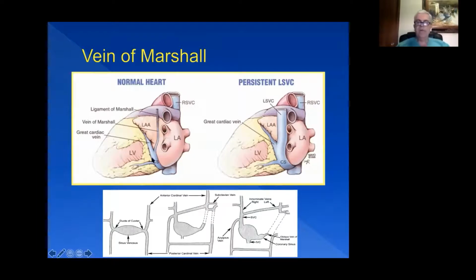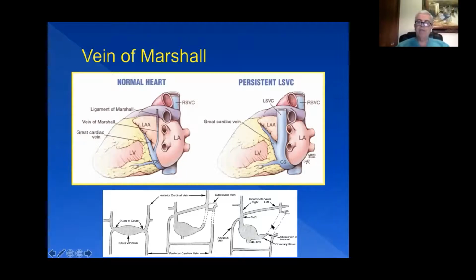This is usually a remnant of what we call left superior vena cava. During development in fetal life, if this is the sinus venosus, you have what is called here the anterior cardiac vein. And as we develop and create what we know as the anatomy of a normal heart, this is the right atrium, this is the coronary sinus, this is the left subclavian vein, the left brachiocephalic vein, the SVC, and so forth.